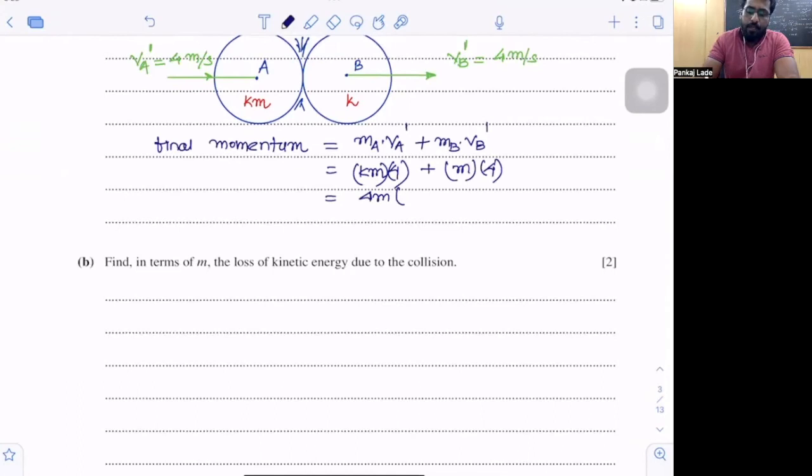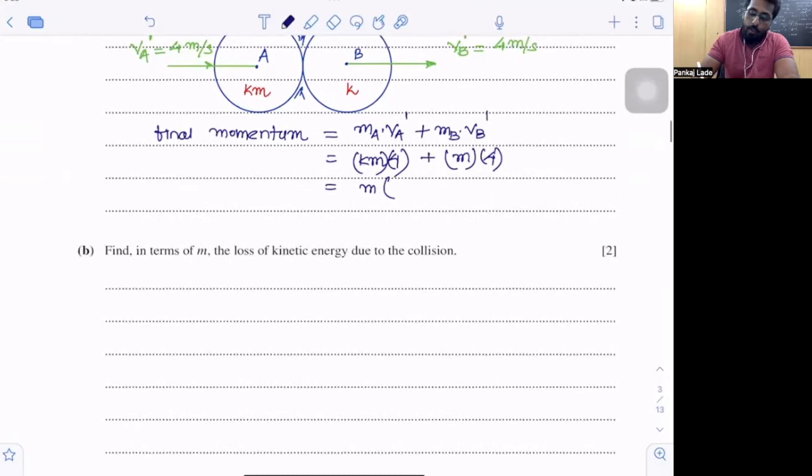and simplify it later on. So I'm going to keep 4 inside the bracket. So I just take out the m common, because I'm going to cancel m from both the sides. I've already told you that the initial momentum and the final momentum will be conserved. That means they will be equal. So m is taken out common. You get 4k plus 4. I'm going to call this equation number 2.